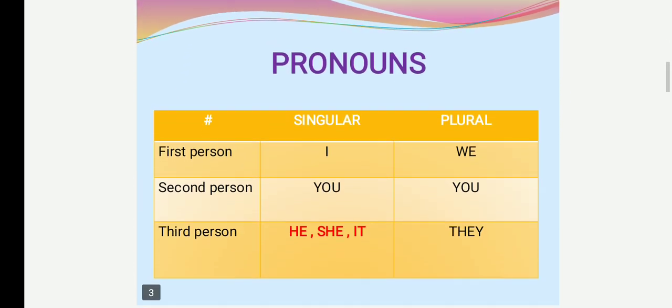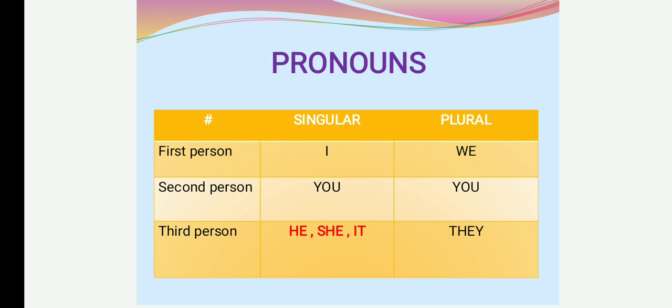Before we enter into the general structure, let us learn what pronouns we use in a sentence. We all know what a pronoun is. The pronoun is nothing but a word we use instead of a noun. Here I have tabulated the first person, second person and third person along with their singular and plural pronouns. The first person singular is I, first person plural is we, second person singular and plural is you, third person singular is he, she, it, and third person plural is they.